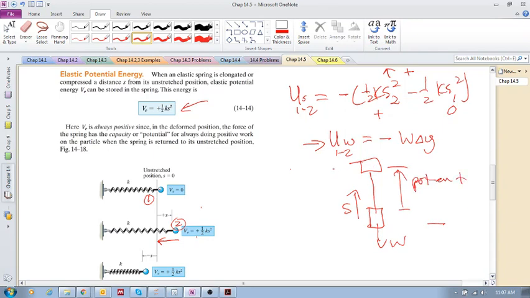Whereas, if this box moves down, then the weight will do positive work, but the change in potential energy would be negative.